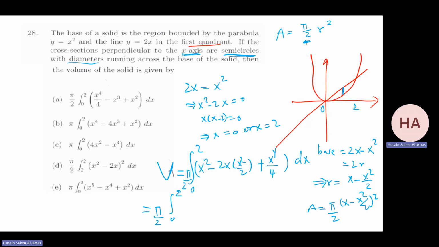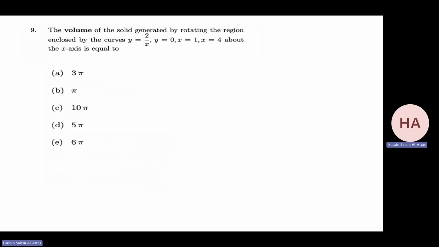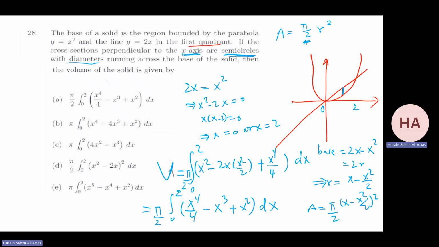This is my circle. This one, I can write it the way he wrote it, x to the power 4 over 4 minus this 2 with 2 minus x cubed plus x squared dx, which is, this is the answer. Okay.